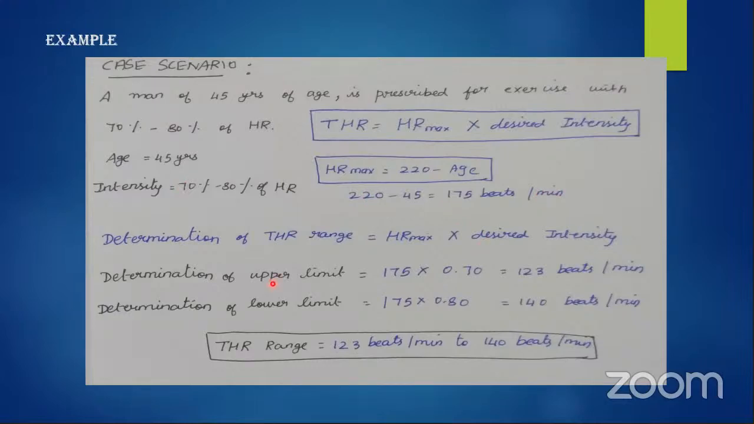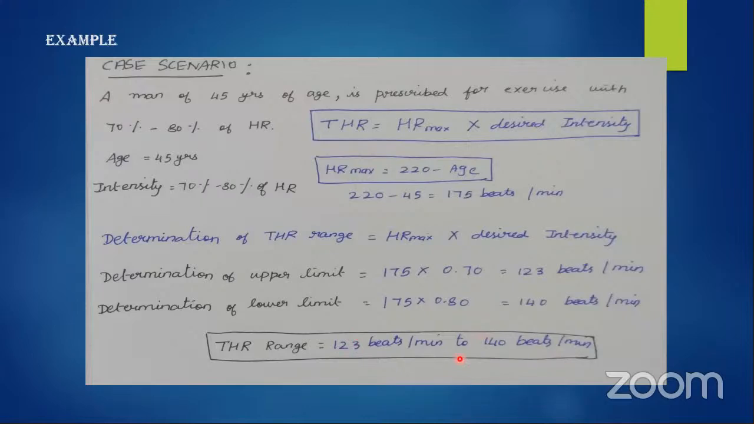Next comes the determination of the upper limit and lower limit. For the lower limit, HR max multiplied by the percentage of desired intensity: 175 multiplied by 70%, that is 0.70, which is equal to 123 beats per minute. Next comes the upper limit: 175 multiplied by 80%, which is 0.80, which is equal to 140 beats per minute. So the target heart rate for this case is 123 beats per minute to 140 beats per minute. Like this, you can make use of all the other formulas I have mentioned before. While prescribing intensity, you always have to find the range and not a particular value.